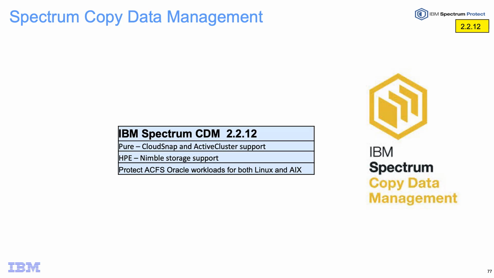And then finally, as one last thing, we did release with this release an updated version of Spectrum Copy Data Management that is currently 2.2.12. And in this version, we added support for pure CloudSnap and active clusters. We added support for HPE Nimble Storage, and we also added the ability to protect ACFS Oracle workloads on both Linux and AIX.